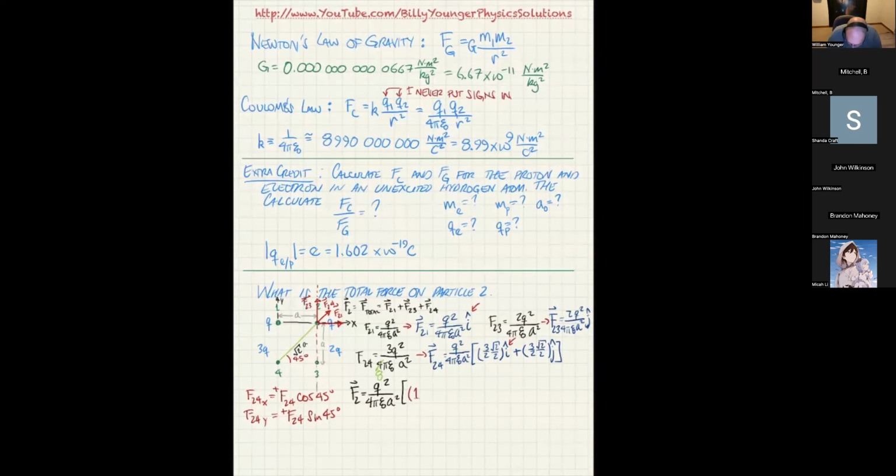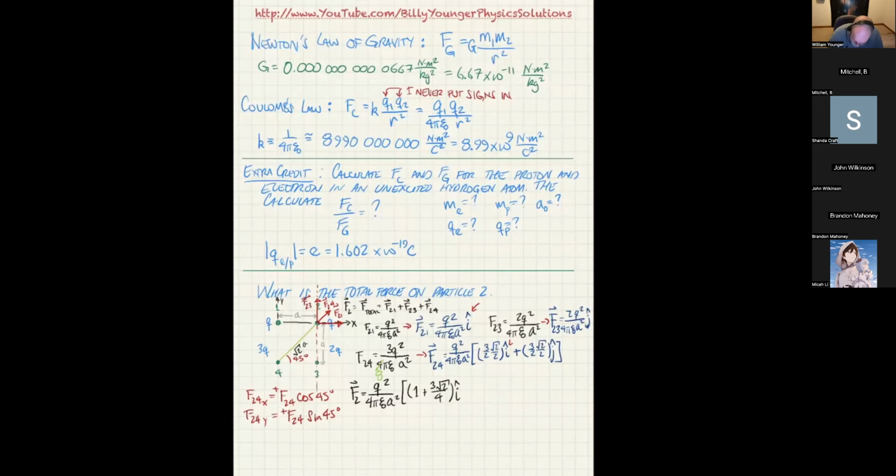And notice that's exactly the whole thing that I have out in front. So I just put a 1 there. But now I've got to add that to 3 root 2 over 4. Sorry about that, I'm going to write it in black so it won't be so distracting. So that's going to be 1 plus 3 root 2 over 4, all that in the i hat direction.